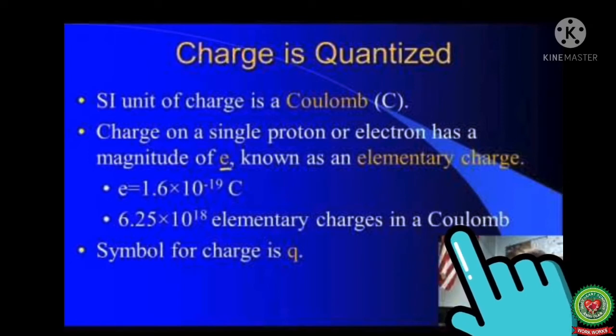The net charge in the universe does not change, that is, the electric charge is conserved. Charge is invariant, that is, the magnitude of charge does not change with its speed. Charge is a scalar quantity. So children, I hope you have understood the properties of electric charge.